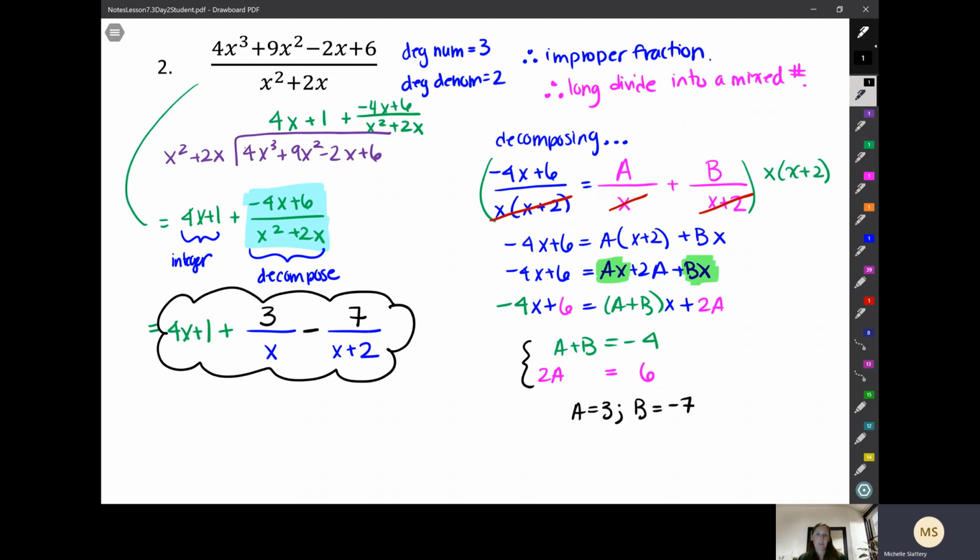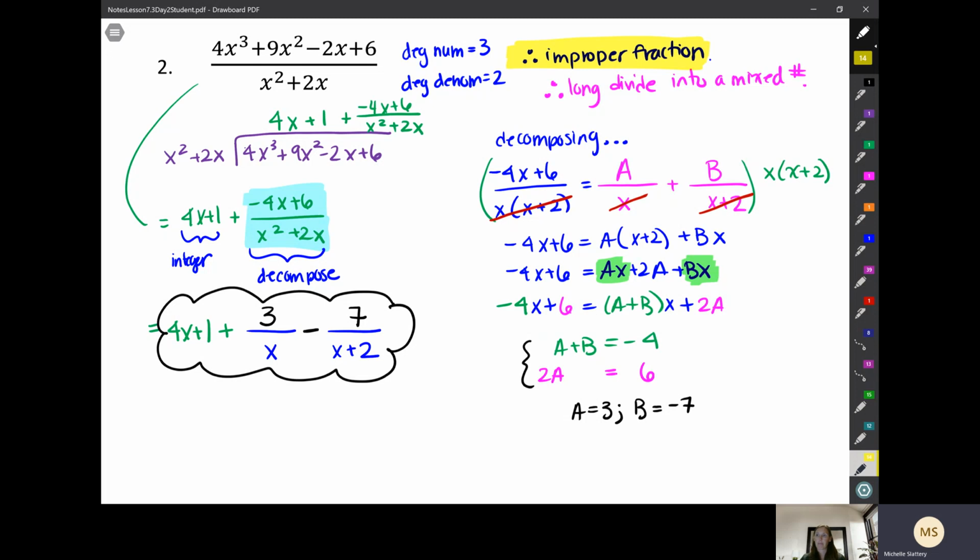All right, so that's the case when we have an improper fraction. So you always want to check to see if the numerator degree is greater than the denominator degree. If it is, you want to do long division first and then start decomposing. If it's not, you can start going straight into decomposing.